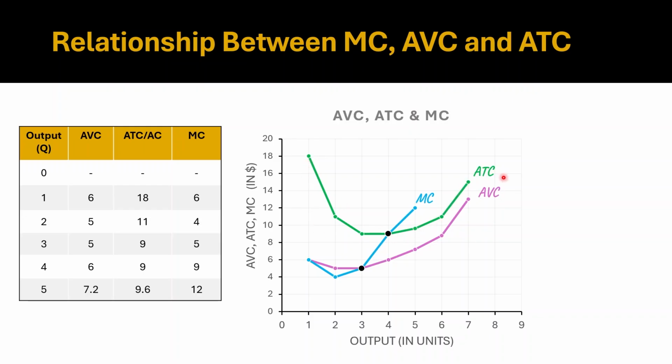Now, this relationship is also important between MC and ATC. So what happens when your marginal cost is below average cost, your average cost is actually falling. And when marginal cost is above your ATC curve, average cost is rising. Also notice that marginal cost cuts both AVC and ATC at their minimum points.